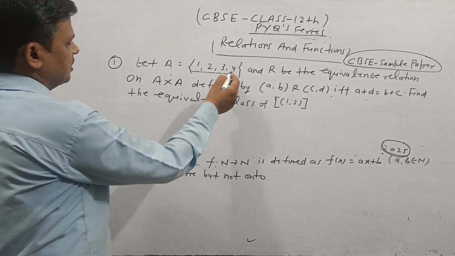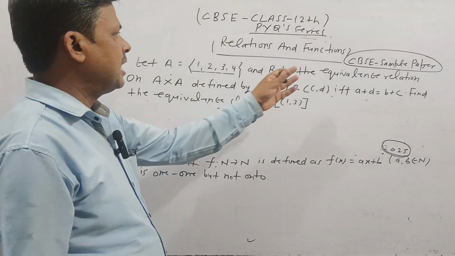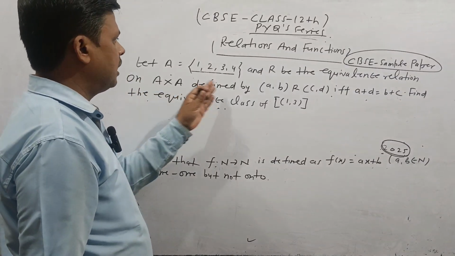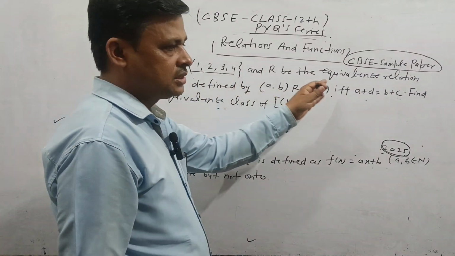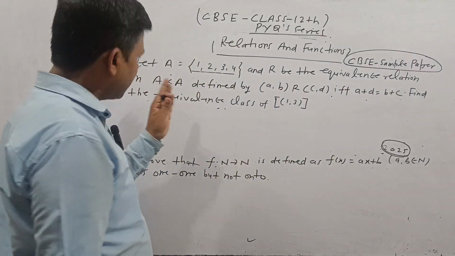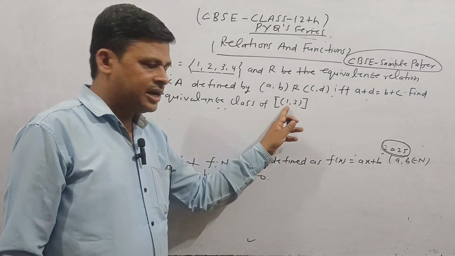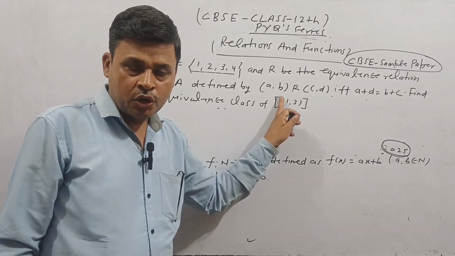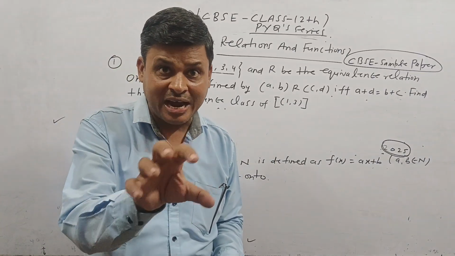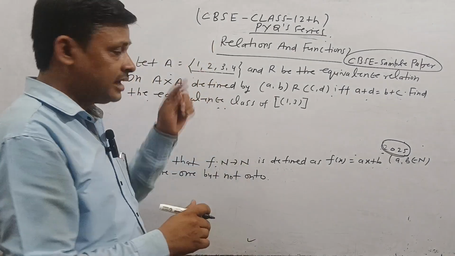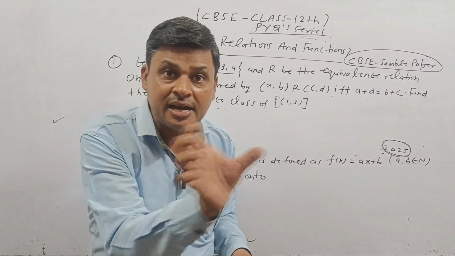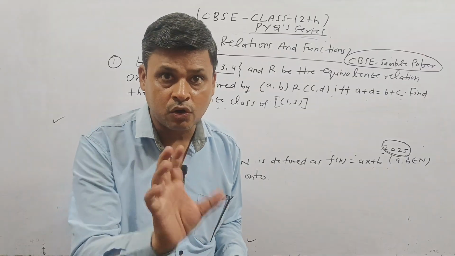Here is the set A which contains 1, 2, 3, 4, and R is the equivalence relation on A Cartesian product A defined by (a, b) related to (c, d) if and only if a plus d is equal to b plus c. Find the equivalence class of the ordered pair (1, 3). You know that if an equivalence relation is defined on any set, here the set A, then it partitions the set into disjoint equivalence classes. It is the concept.